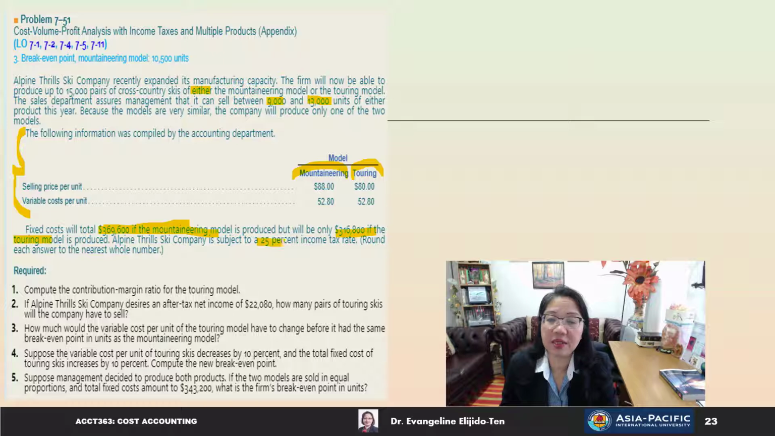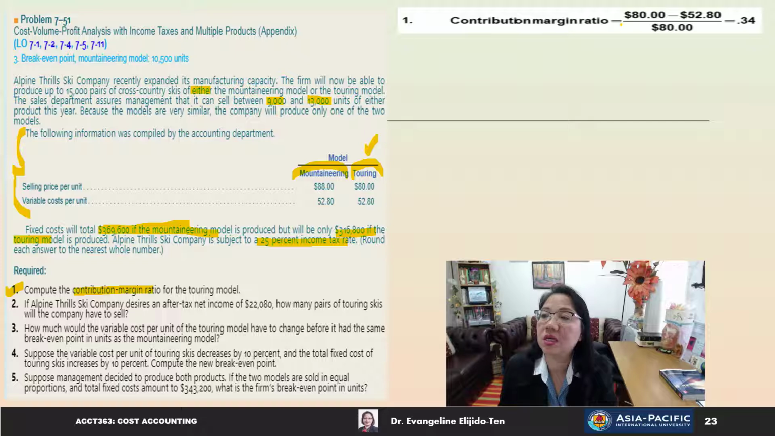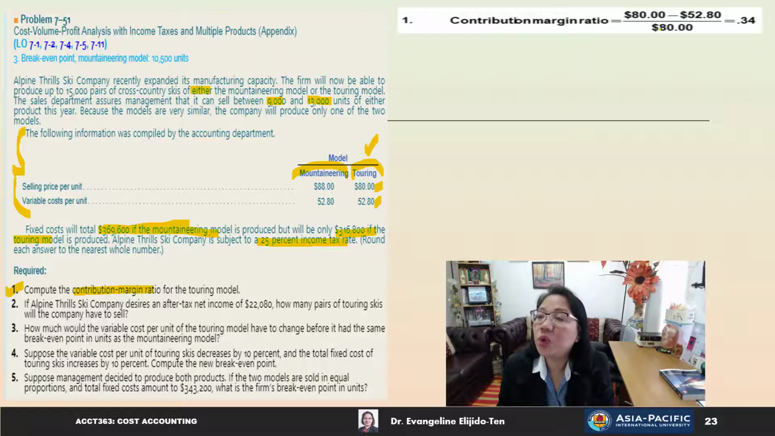The company, it says here, is subject to 25% income tax rate, and the first requirement asks us to compute the CMR of the touring model. All right, so just the touring model that we are focusing on. Contribution margin ratio is simply the contribution margin divided by sales. So we need to calculate first the contribution margin. So that's selling price of 80 minus variable cost of 52.80. So we'll divide that by 80. All right, and that would give us CMR of 0.34 or 34%. Let's go to requirement 2.